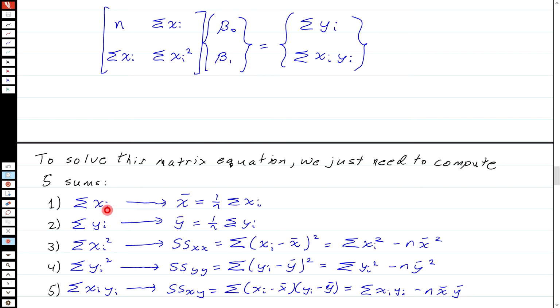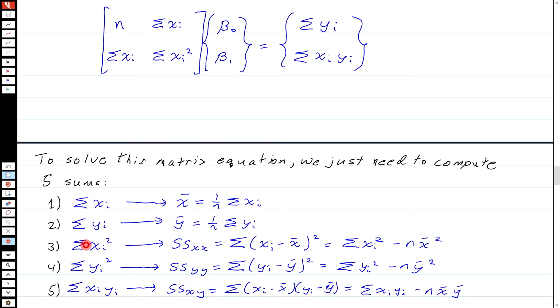Sum of the xi's, this leads to x bar is equal to 1 over n times the sum of xi's. Sum of the yi's, and by the way, sum of the xi's appears here, and sum of yi's appear here. So the sum of the yi's gives us y bar is 1 over n times this sum. By the way, I've dropped the i equals 1 to n on all of these sums. It's understood that all of these sums are summed over all n values.